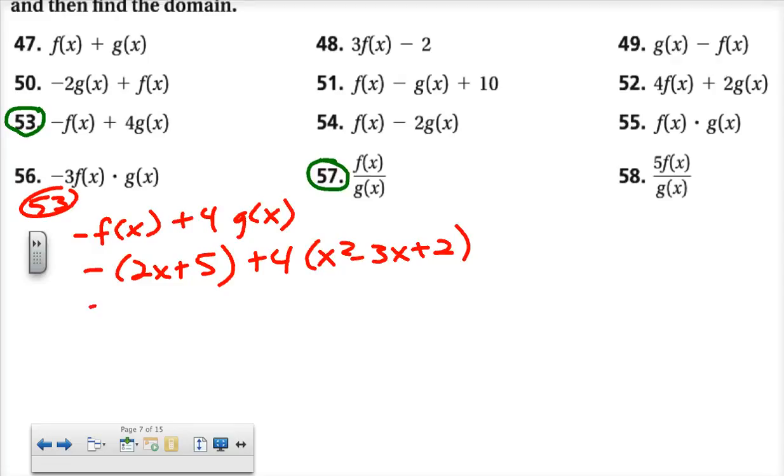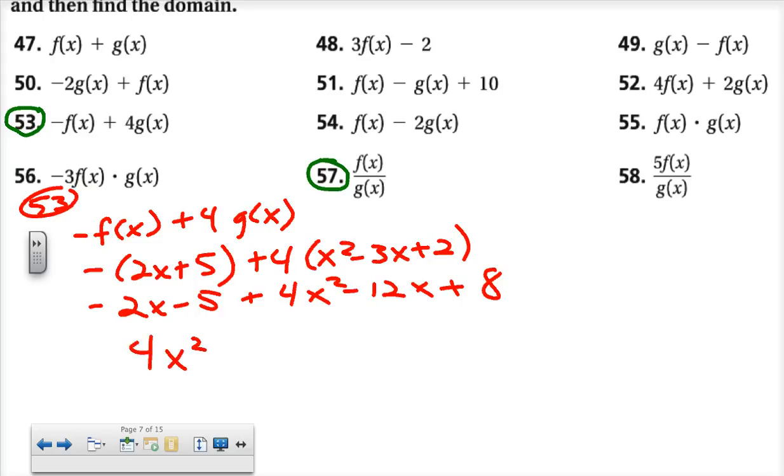And this will be negative 2x minus 5 plus 4x squared minus 12x plus 8. And then we would go ahead and combine like terms that we can. So we have 4x squared minus 2x minus 12x would be minus 14x, and then minus 5 plus 8 would be plus 3. And again, just checking to see if they want you to put a label on it. Nope, no labels, so no g of x, h of x, or anything like that.